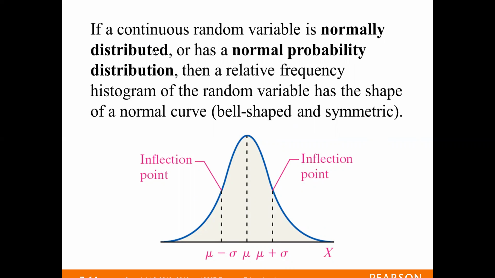We're going to talk about the variable being normally distributed if it has a normal probability distribution. The shape will then be bell-shaped. It will be symmetric about its mean. And this inflection point means it changes from cupping up to cupping down at this point. But the overall thing that we want you to get is you will have a picture that looks something like this.